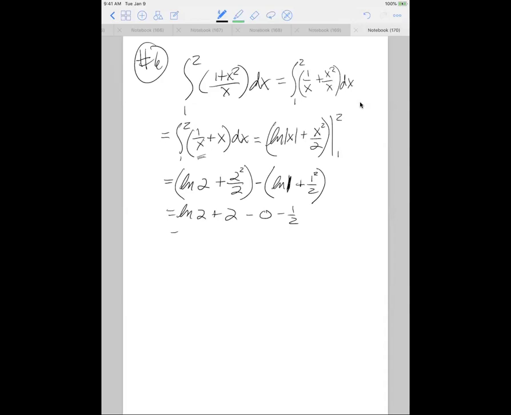So I end up with the natural log of 2 plus 4/2. I'm going to get a common denominator there so I can picture it. The answer turns out to be the natural log of 2 plus 3/2. That's an exact answer, a good one. You could write that as 1.5 if you wanted to, but that is an exact answer. If you plug in natural log, you get a never-ending decimal.